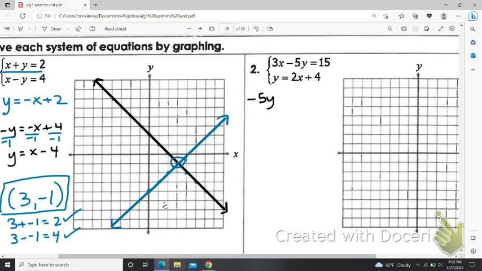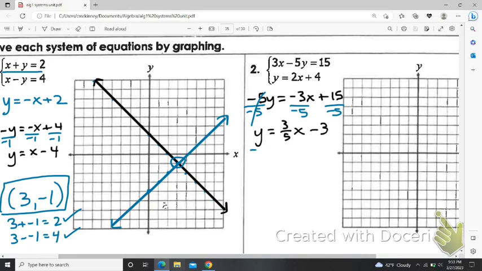Alright, this next one, the top equation needs to be moved around to get in slope-intercept form. Again, move your x over. So I subtracted the 3x on both sides, so now it's on the right, and it's negative. Divide everything by the -5. Two negatives make this positive 3/5 x. 15 divided by -5 is -3.